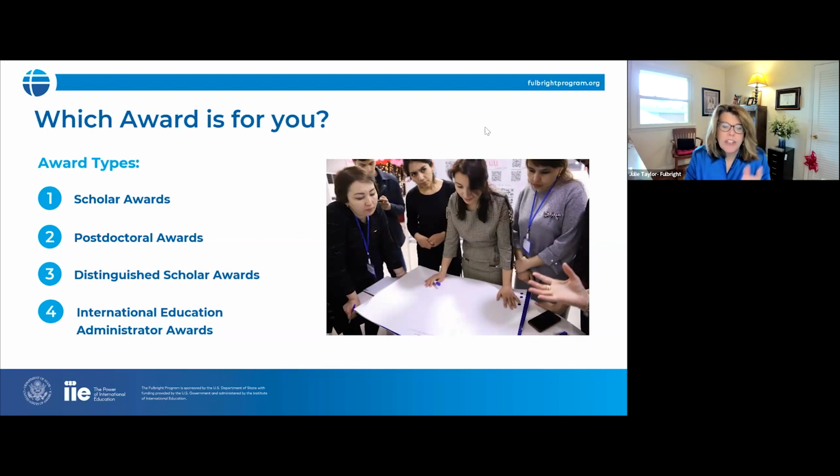Then we actually have a category called early career scholars. So if you're looking at the postdoc awards, please look at the early career scholars, because there really isn't a substantial difference in many cases.